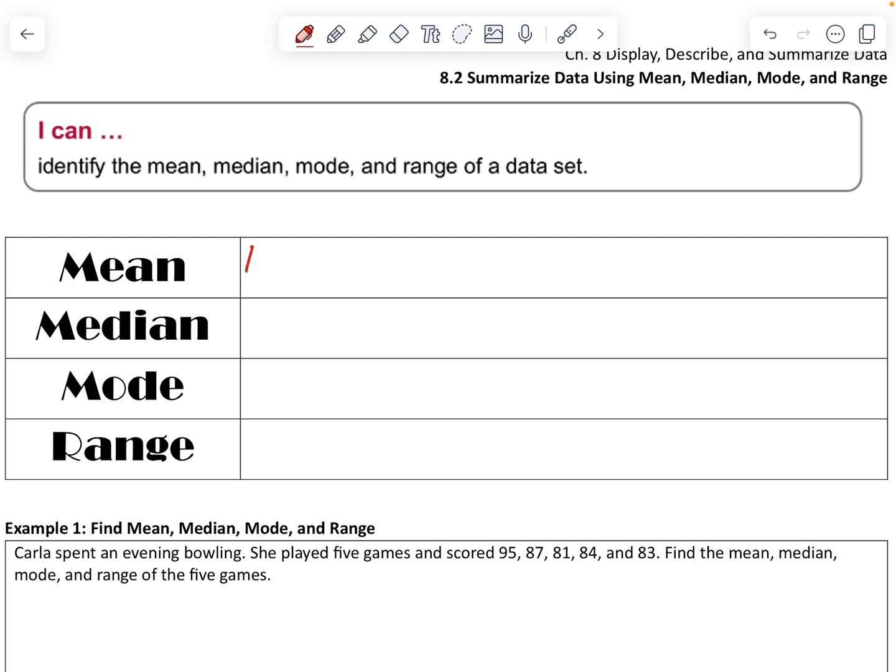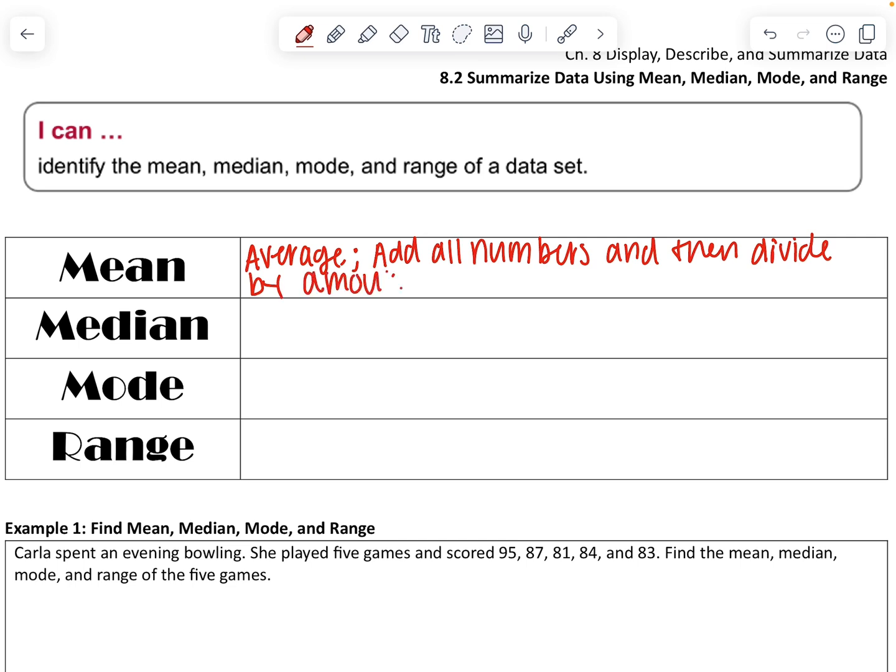So mean is also known as the average. You see average probably most commonly in everyday life, like batting average in sports, or a player's average field goals per game. That is all the mean. To get the mean or average, you add up all the numbers and then divide by the amount of numbers you have. So if I had 5 numbers, I would add them all up and then divide by 5.